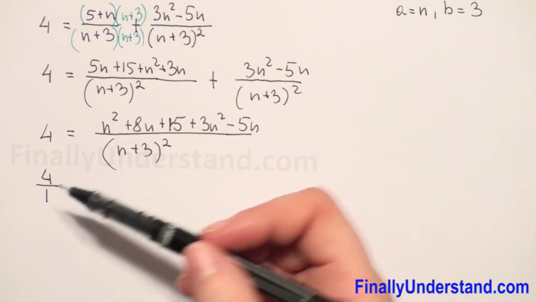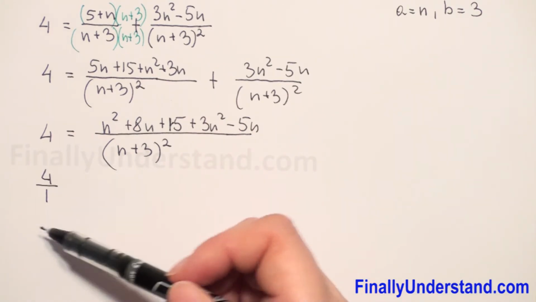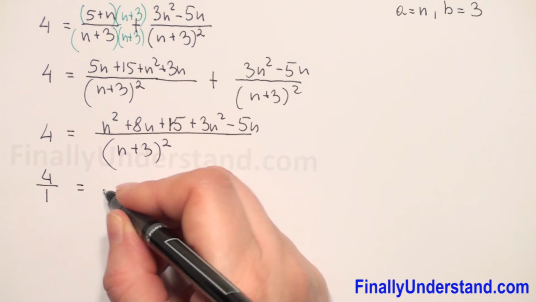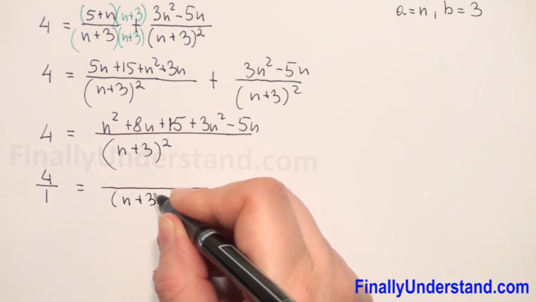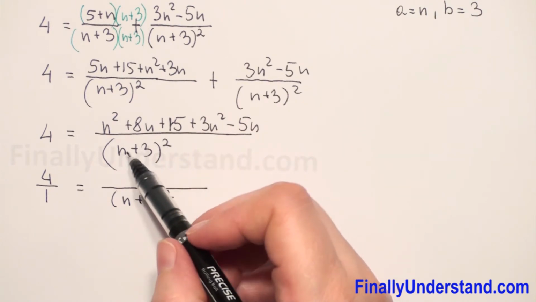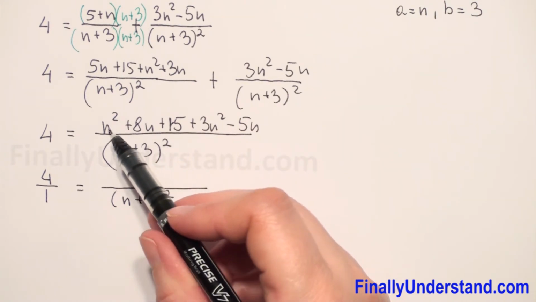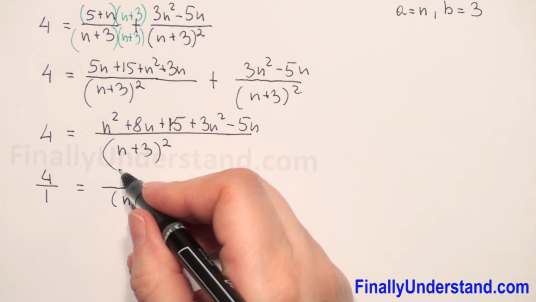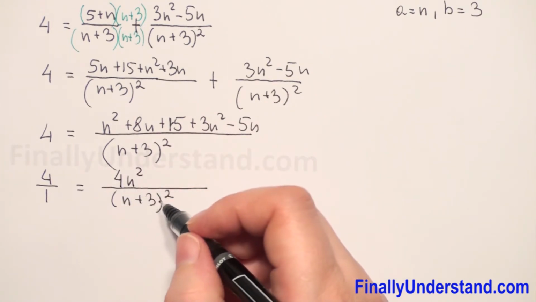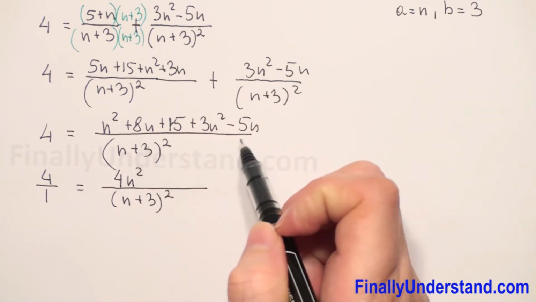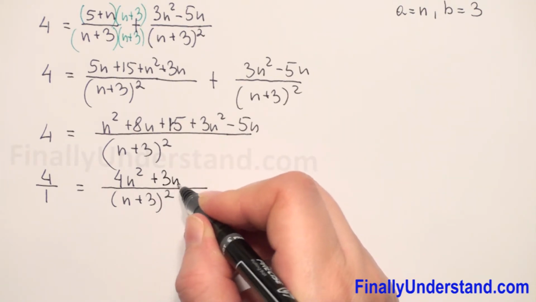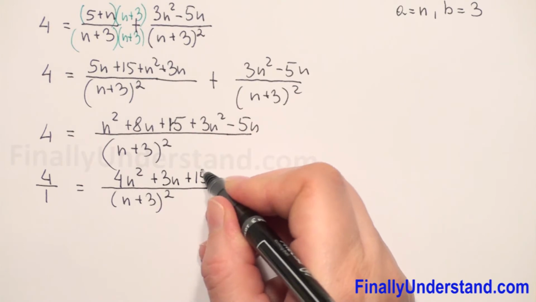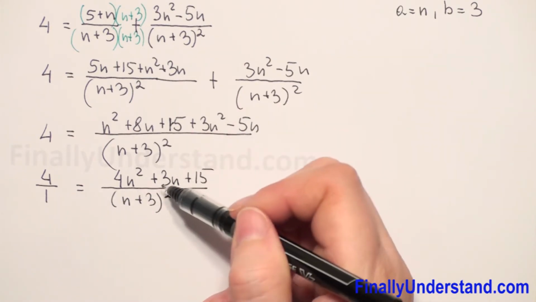So now we have a fraction. 4 over 1 is still 4. I didn't change anything on the left side, and this is equal. We will copy the denominator, and in the numerator we will combine again the like terms, n squared and 3n squared, so it will be 4n squared, and we have 8n minus 5n, so this is plus 3n, and we have plus 15.